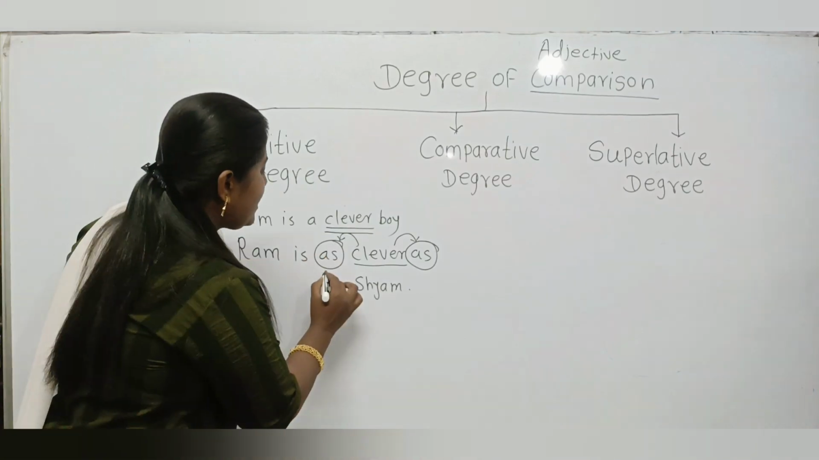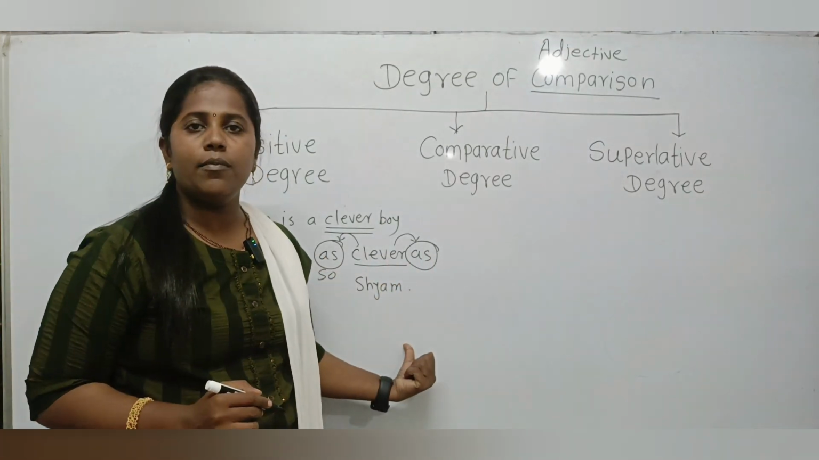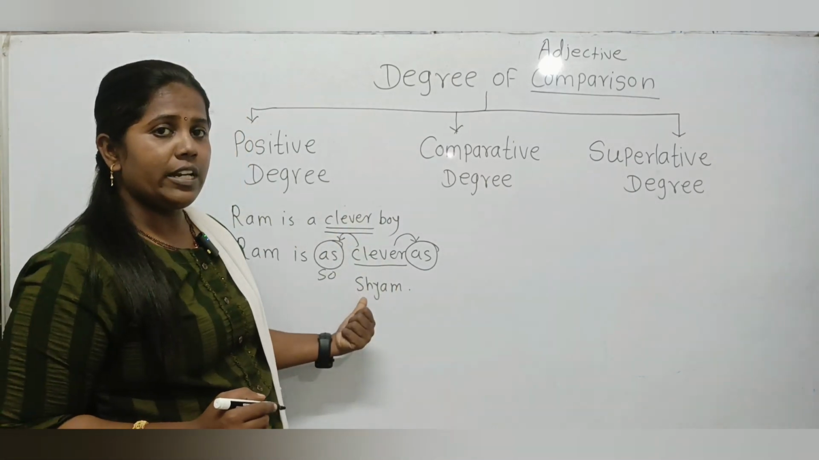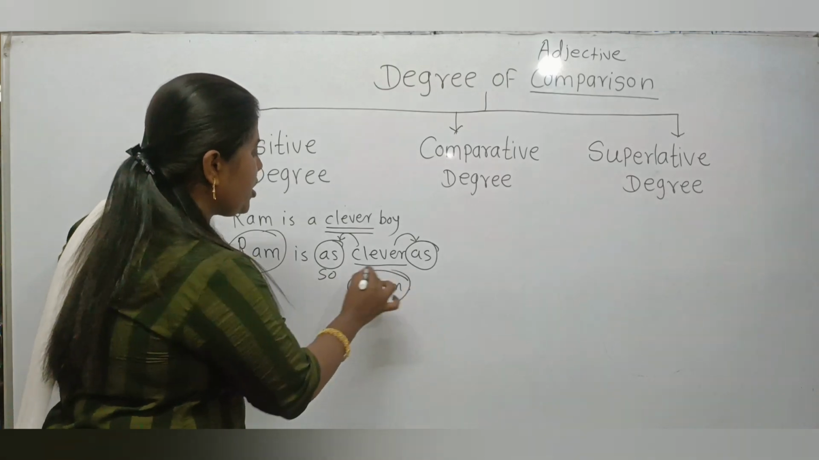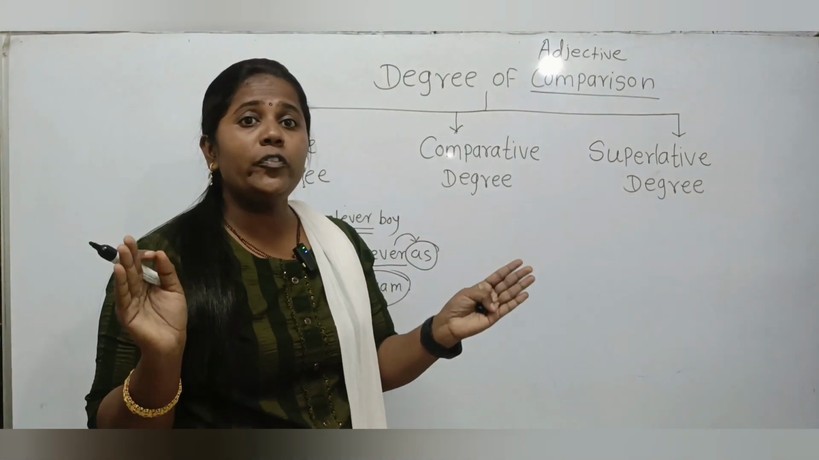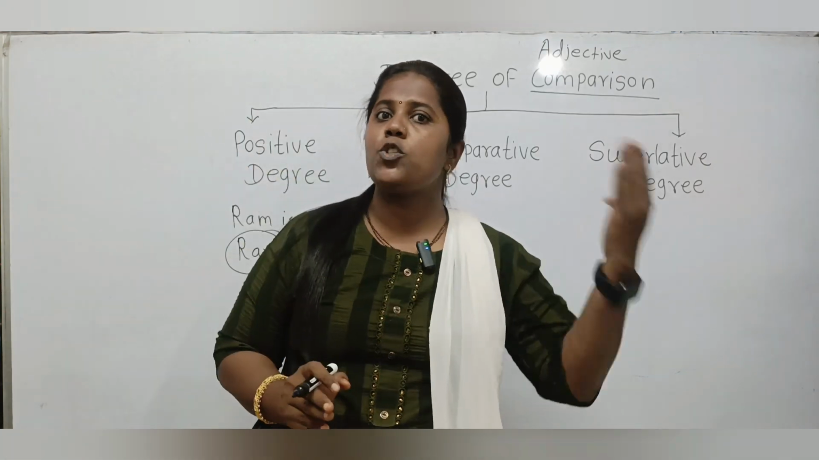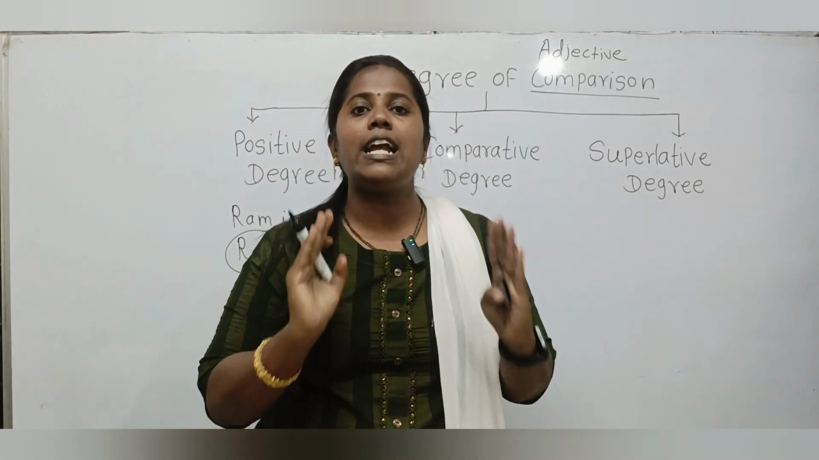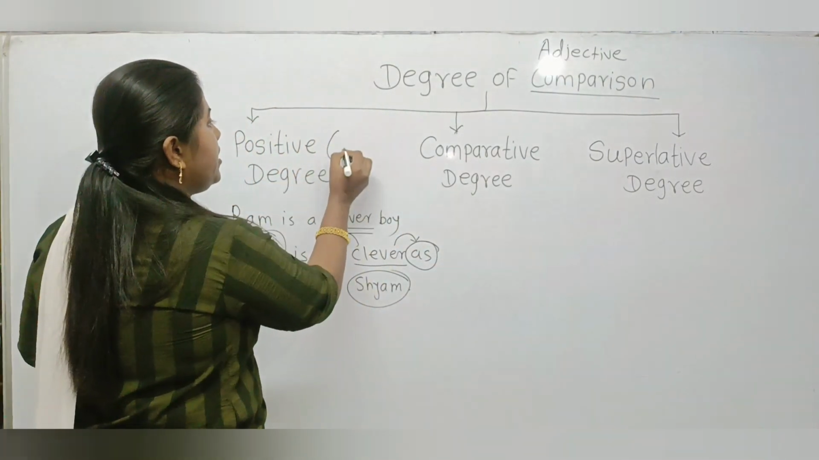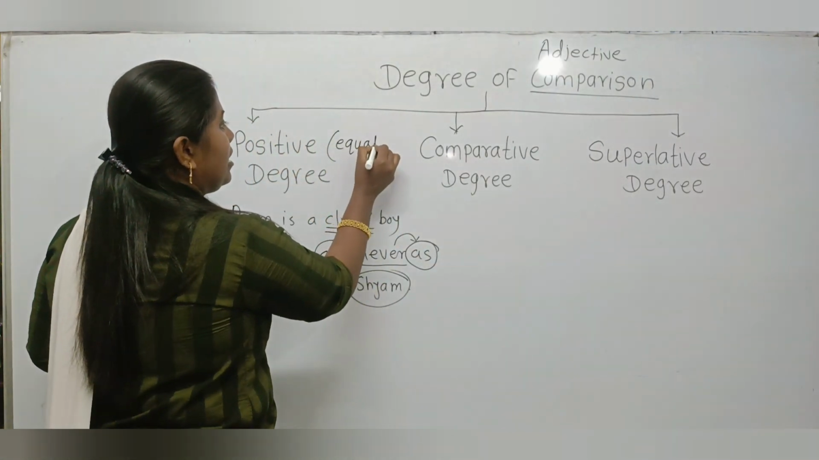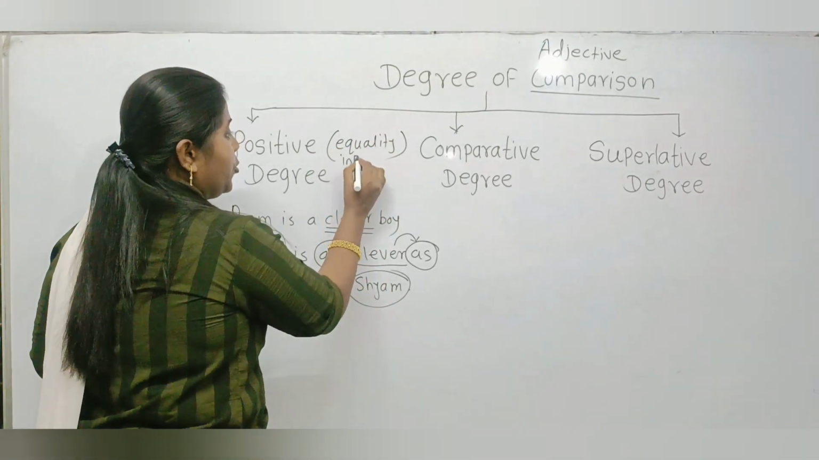Sometimes you can find so as, meaning Ram is so clever as Sham. That is also positive degree. Here there is a comparison between Ram and Sham, but they are telling that they both are equally clever. It means no one is inferior, no one is superior, like that. They are equally clever. So that's why that is positive degree. Positive degree shows equality, and sometimes it shows inferiority also.